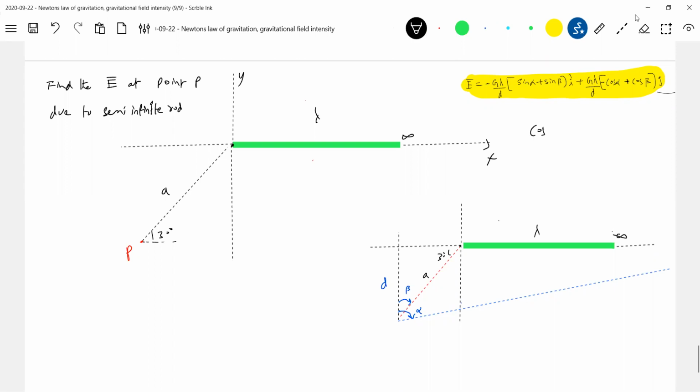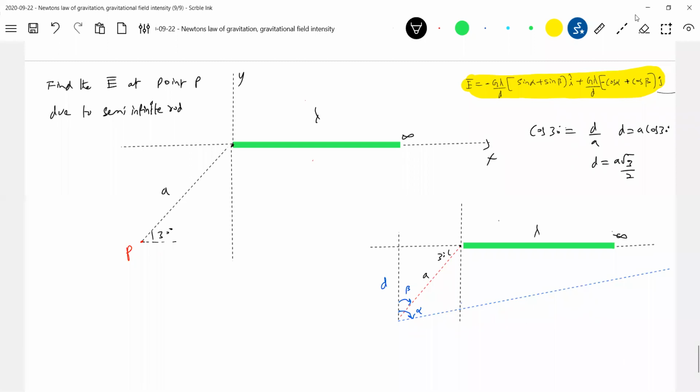Cos beta, cos 30, should be equal to D by A. So D equals A cos 30, which is A root 3 by 2. So wherever D is there, I should replace that.